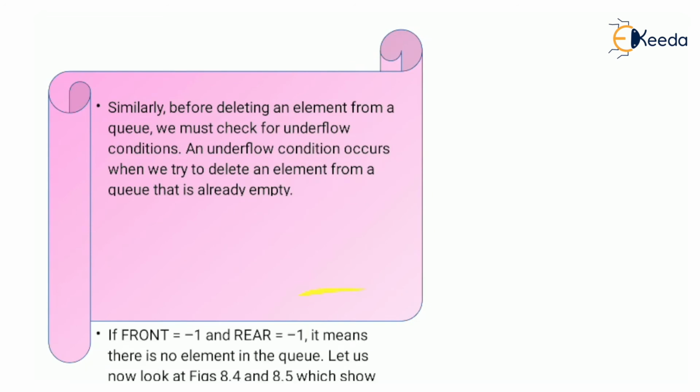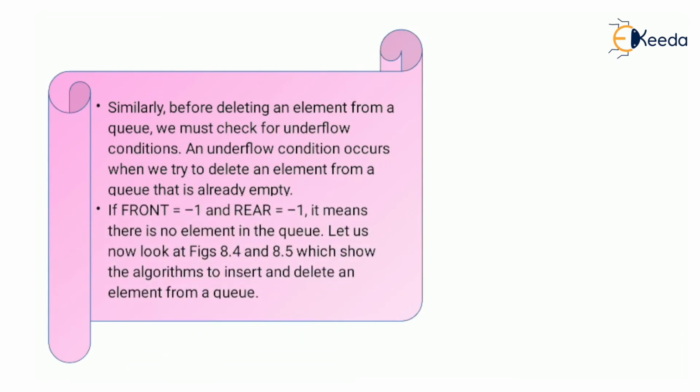Now the next condition we have to consider is the underflow condition. An underflow occurs when we try to delete an element from the queue when the queue is already empty. That means the queue has no element inside, and we are trying to delete an element from the queue.